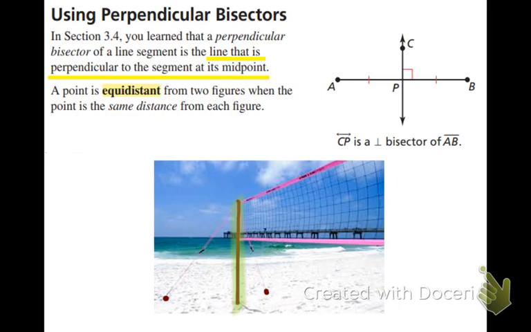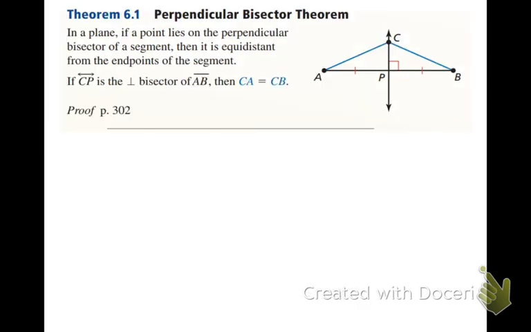So, we're going to learn a property about the perpendicular bisector. In a plane, if a point lies on the perpendicular bisector of a segment, then it is equidistant from the endpoints of the segment. So I highlighted those fill in the blanks. Some of them are larger than others, the blanks. It is what it is. So again, in a plane, if a point lies on the perpendicular bisector of a segment, then it is equidistant from the points on the segment.